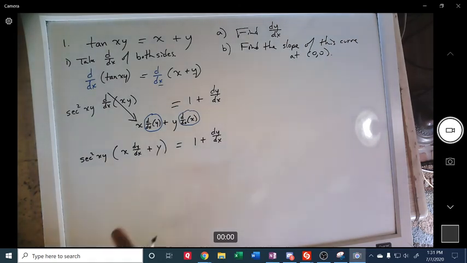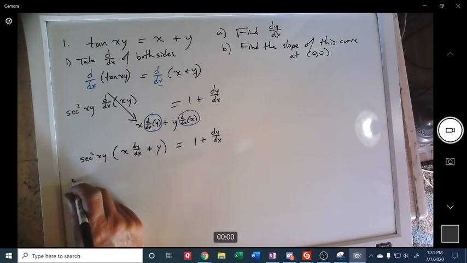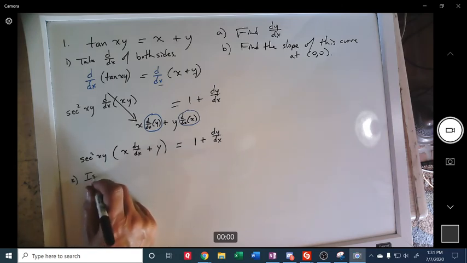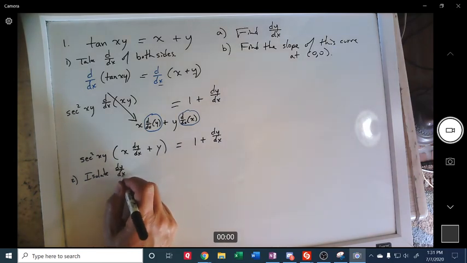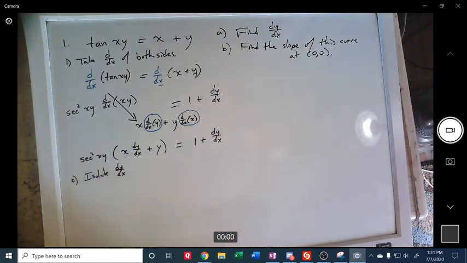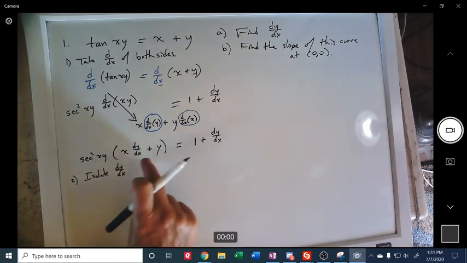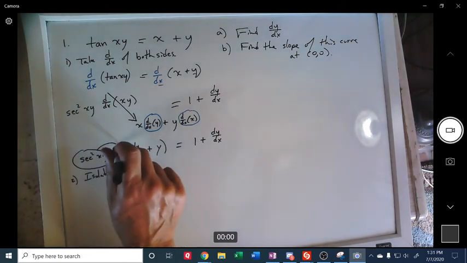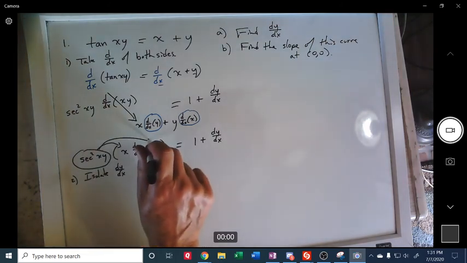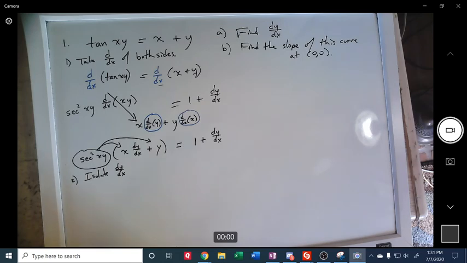So we did the first step, take d/dx of both sides. Second step, isolate dy/dx. To isolate the dy/dx, I'm going to have to get rid of this parentheses first. So this whole thing has got to distribute to both terms.